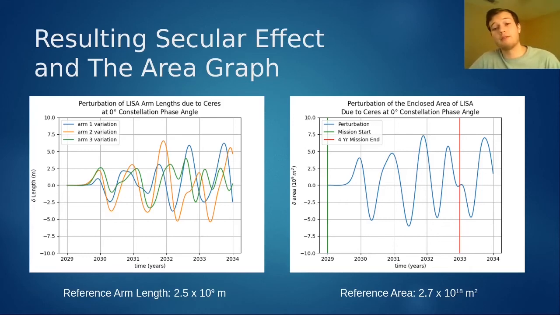Also, on the right we have the mission start time, which was essentially arbitrarily chosen to be at 2029. And 4 years later we have marked in red the short duration mission end. So this indicates that if this is sizable enough to be necessary to take into account for data analysis, then you will need to take it into account even for the short duration mission.